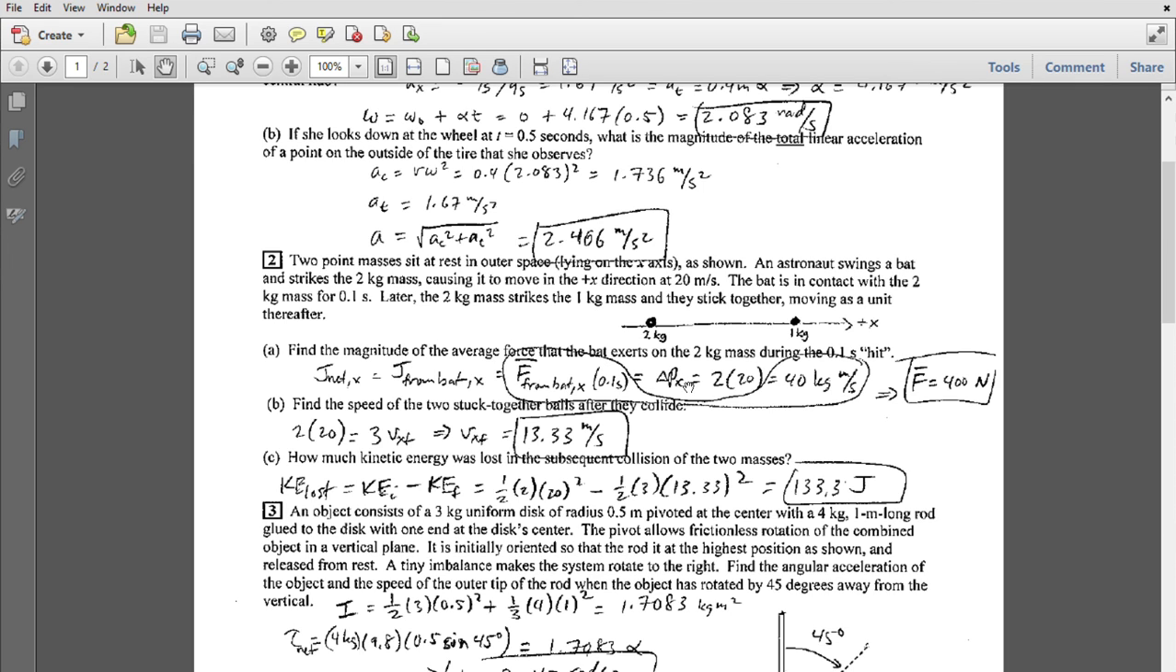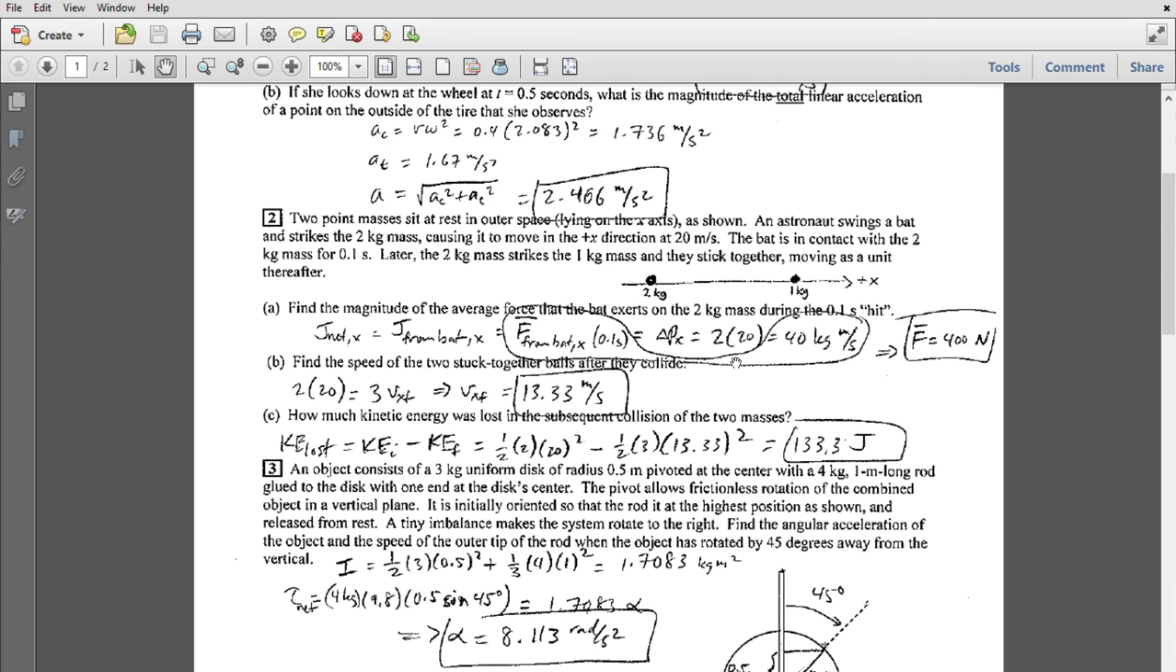That is equal to the change in the x momentum of the mass, and that is 40 kilogram meters per second here. So we take this equation that I circled right there and solve for the average x component of the force from the bat, and we get 400 newtons.